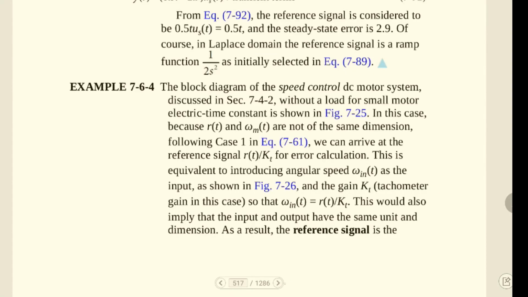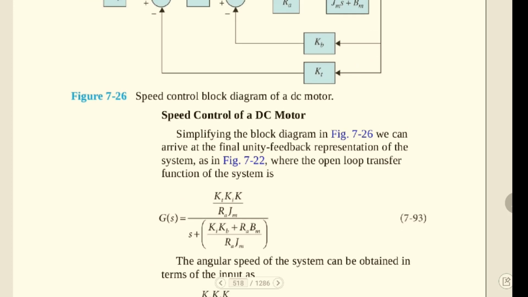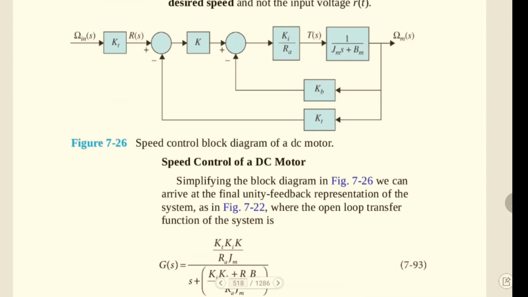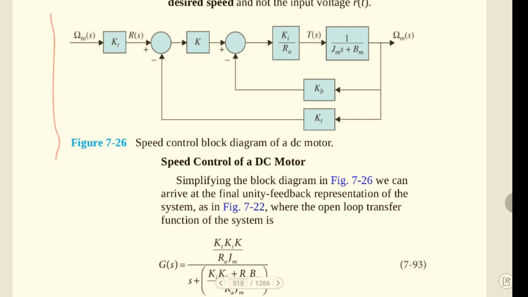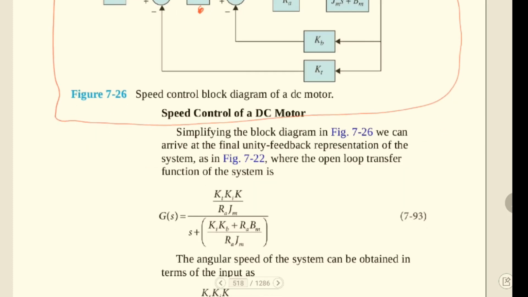Yes, here there are some other examples, but we can easily evaluate the speed control of a DC motor. This is a control block diagram of a DC motor for speed control. Here we have a controller gain.